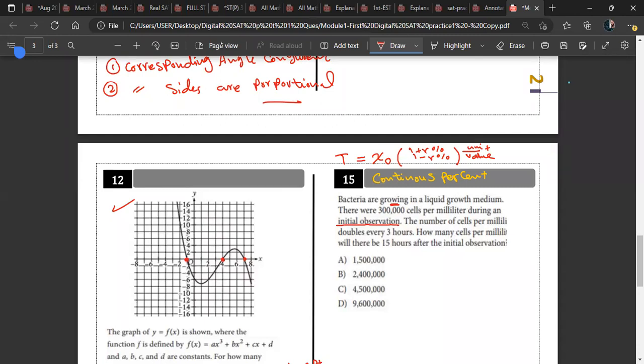If you have double, you put 2. If you have triple, put 3. If you have half-life time, put half. Let's read here and see what we can do. Bacteria are growing in a liquid growth medium. There were 300 cells per millimeter during an initial observation. So this value represents x naught. So x naught equals 300,000. So you can write here T equals 300,000.